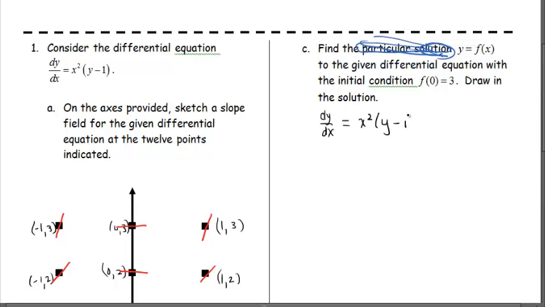Observe that you have a combination of x's and y's, so we're going to have to do a separation of variables. Sometimes this is not factored for you, so you need to pull the x squared out. We're going to leave the x squared here, and divide both sides by y minus 1. We will be using that point at some time.